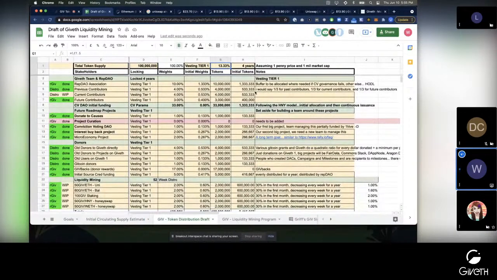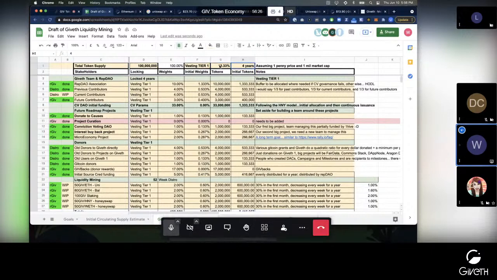So let's just imagine that it was 0% unlocked on day one. Then at the end of the first year, 25% would be unlocked. And at the end of the second year, 50% would be unlocked, if this was 4 years. So basically, this is just what's unlocked on day one, and then every block will unlock for the next years.